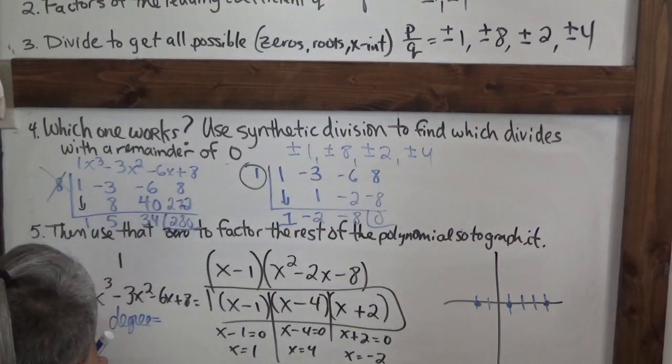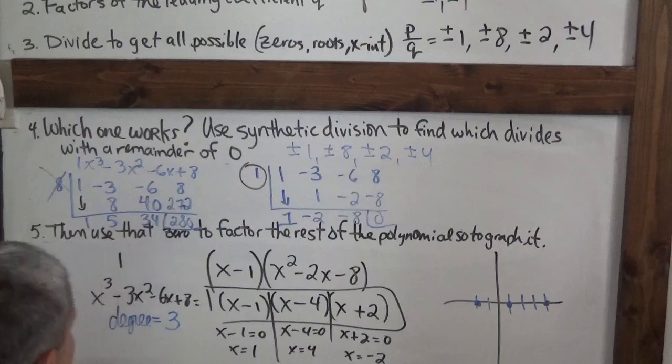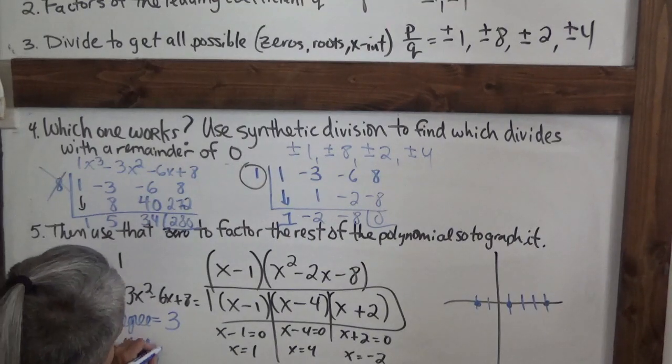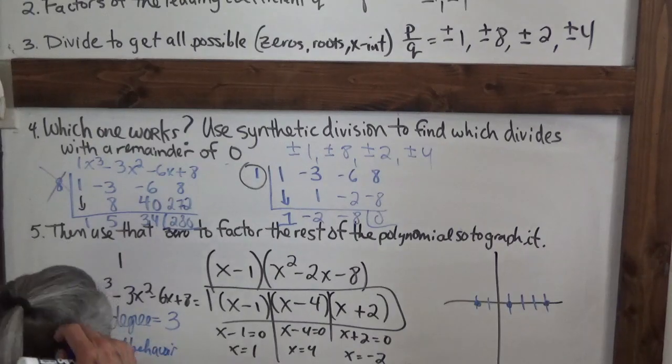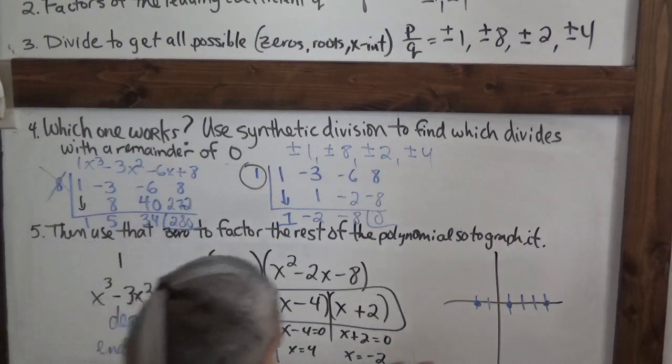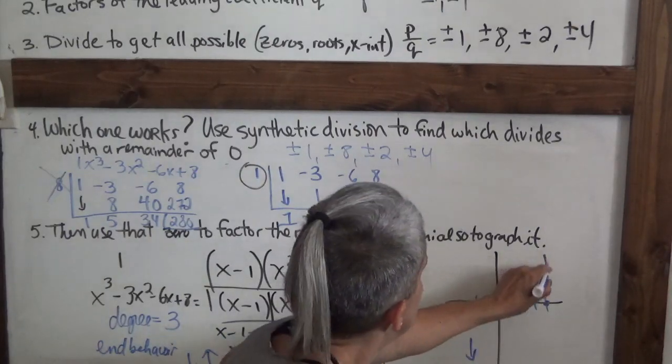That also was from the other video. It's a degree 3. What's the end behavior look like for this graph? It's an odd degree and it's a positive, so that means it's down and up, down and up.